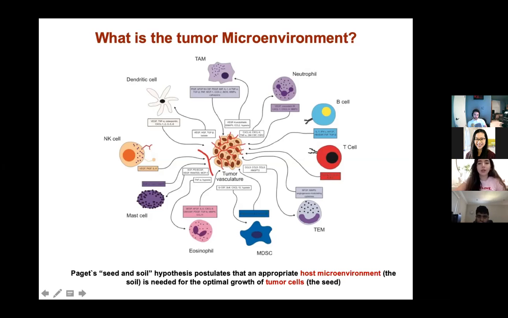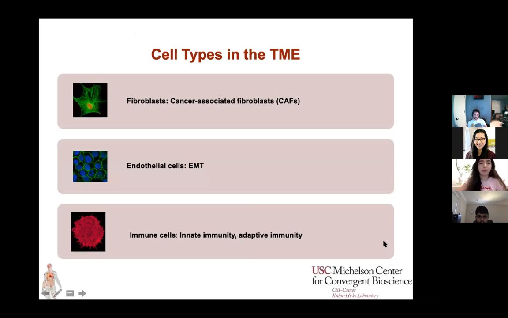Now we're going to look at this interplay and how we can study that in the context of liquid biopsy. The cell types that we would find in the tumor microenvironment are a very big heterogeneous group, comprised of many different things. But today we're going to focus on the three main cell types: fibroblasts and cancer-associated fibroblasts, endothelial cells undergoing EMT, which is a phrase you might have heard a lot, and some of the immune cells, from both innate immunity and adaptive immunity.